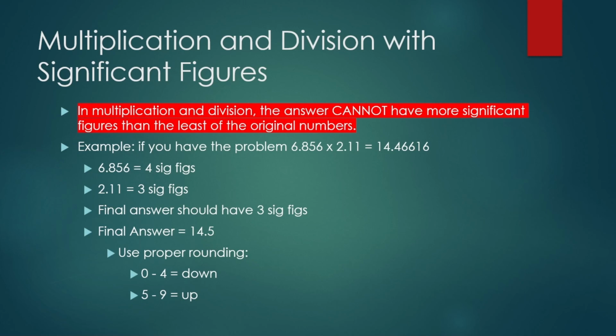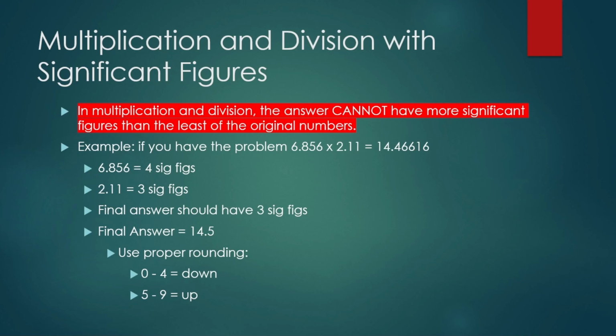Now, it's important to know that you should never round until the final step because you can get rounding errors at that point. So until this final step, you should write out 14.46616. Now your final answer should have 3 sig figs, so your final answer gets rounded to 14.5.